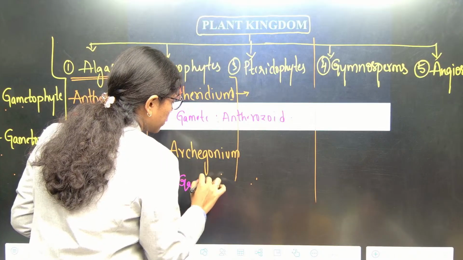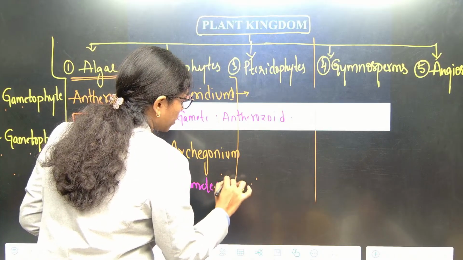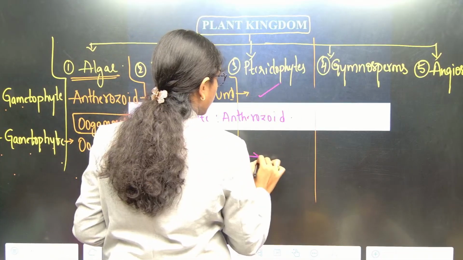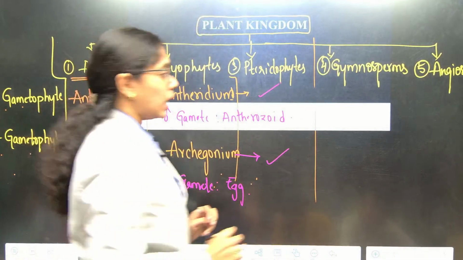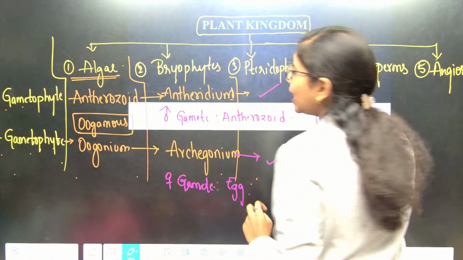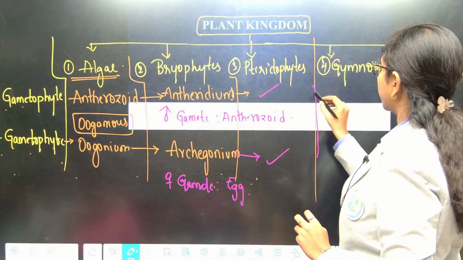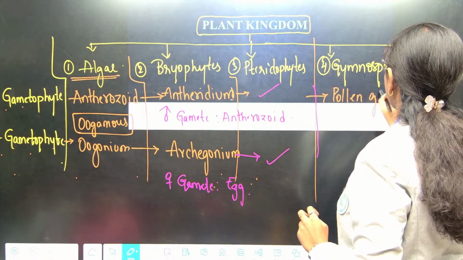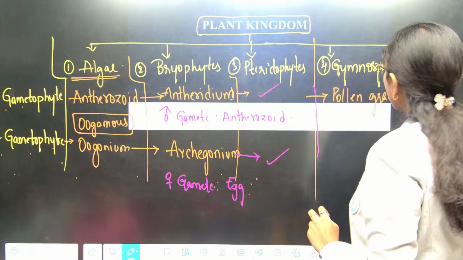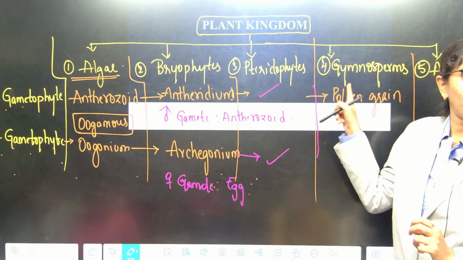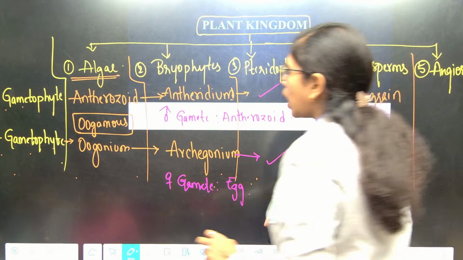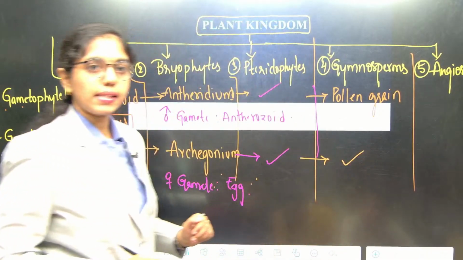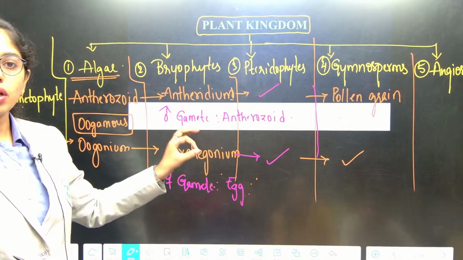Got the difference between gamete and gametophyte, everyone? Here it is antherozoid again, here it is archegonium. In gymnosperms, the male gametophyte is the pollen grain. Inside the pollen grain only, the male gamete will be present. So the gametophyte is the pollen grain. And the female gametophyte is the archegonium here, again the same. Inside the archegonium only you will have the egg cell.